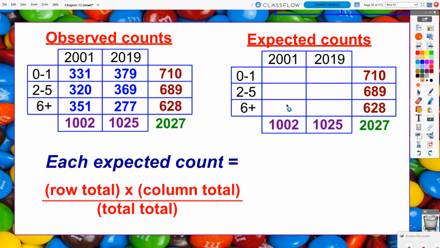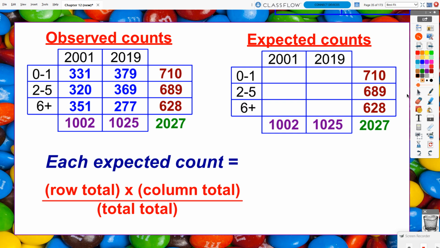Now, how do we get those expected counts? Because when we had a goodness of fit test, we had two different situations. Either we were given probabilities to consider, and we multiplied those given probabilities, like the M&M proportions, by our sample size to get our expected counts. Or the other type of chi-square goodness of fit test that we looked at was if things were evenly distributed, and then we would just take our sample size and split it up into however many categories we had. And that's how we would determine the expected counts.